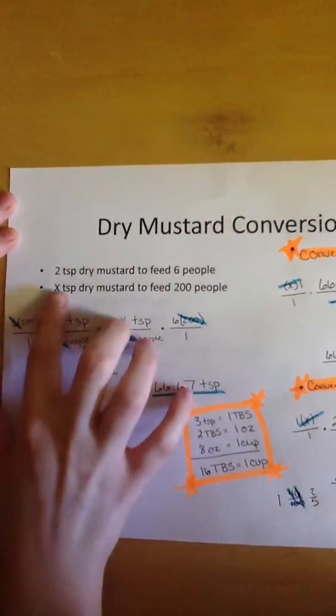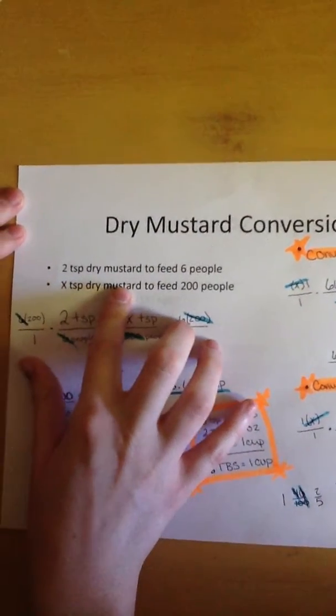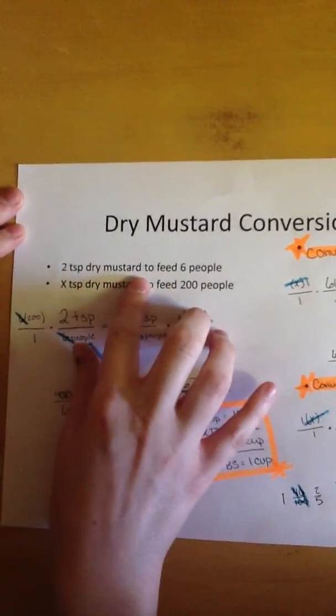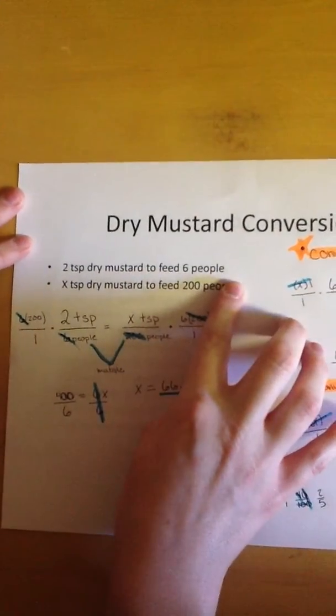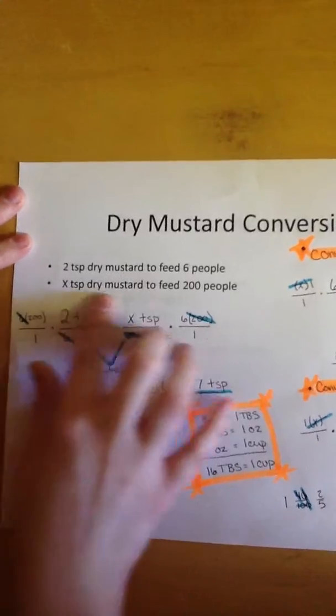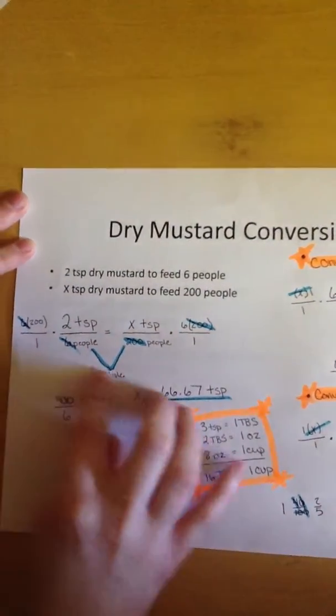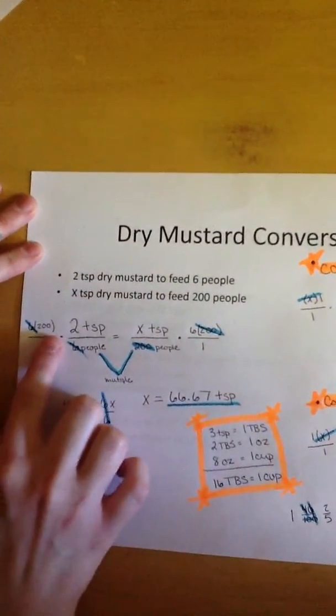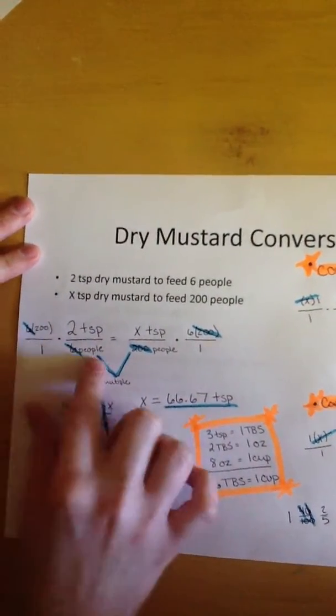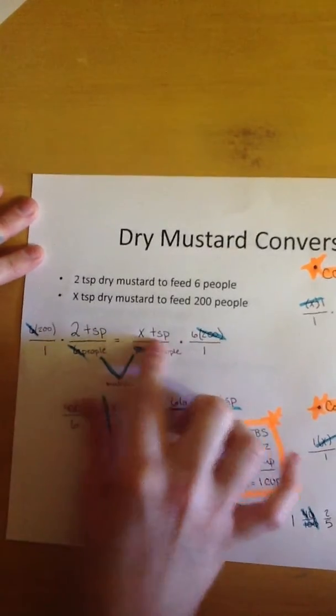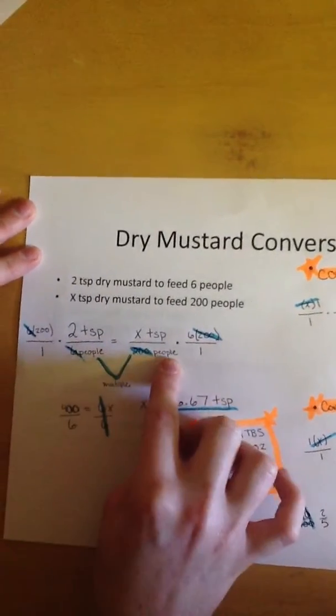So the original recipe called for 2 teaspoons of dry mustard, and that amount will make a serving size for 6 people. So we don't know how many teaspoons it's going to take to feed 200 people, so that's what we're going to figure out. So you just set up a proportion. So 2 teaspoons feeds 6 people, and we want to know how many teaspoons is going to feed 200 people.